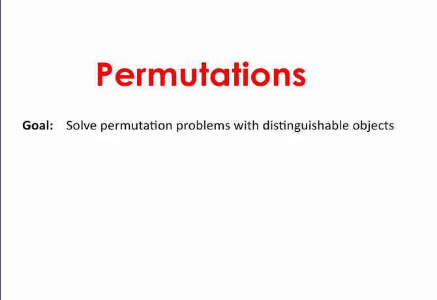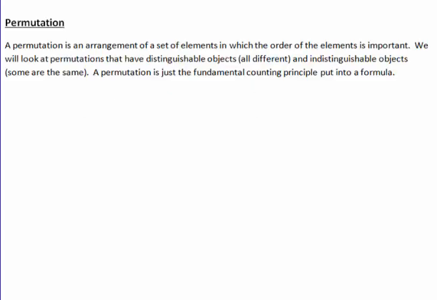So let's look now at a permutation. And we're going to use permutation to solve problems with distinguishable objects. And what that means is objects we can tell the difference apart. So a permutation is really just an arrangement of a set of elements in which the order is important. And that is important. The order of the elements is important.